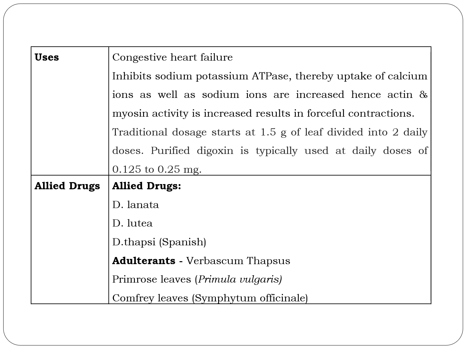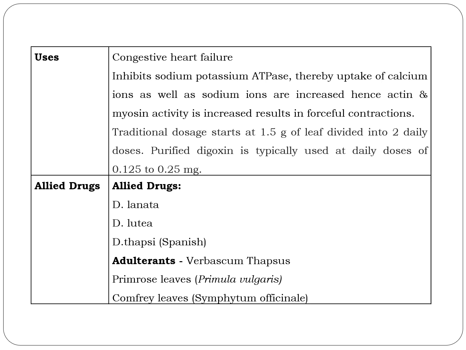Let us see the uses of digitalis. It is widely used in the case of congestive heart failure. It inhibits sodium-potassium ATPase, thereby the uptake of calcium ions as well as sodium ions is increased. Hence, actin and myosin activity is increased, resulting in forceful contractions. Traditional dosage starts at 1.5 gram of leaf divided into 2 daily doses. Purified digoxin is typically used at daily doses of 0.125 to 0.25 mg.